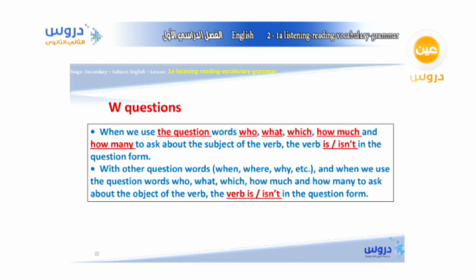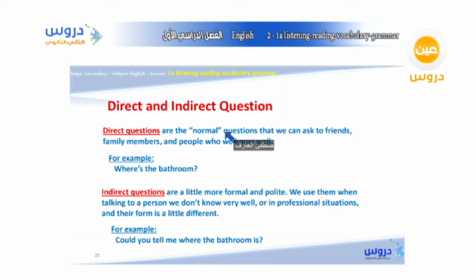Where is your brother? So where is a question word, is a verb. Your brother is a complement of the sentence. So this is how we make a question in English using these question words or WH questions.